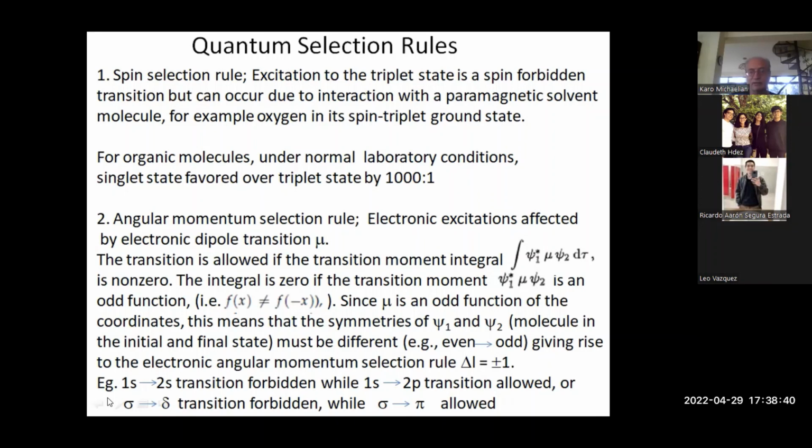This is L, the angular momentum quantum number, has to be plus or minus 1 in order to have this being symmetric, so this integral doesn't go to 0. So for example, in the case of atomic systems, so we have just atoms here, this transition from 1s to 2s is forbidden. So this cannot be a 1s and a 2s state here. This will be forbidden because this will give us a non-symmetric integrand. And so doing the integral is going to give us 0.